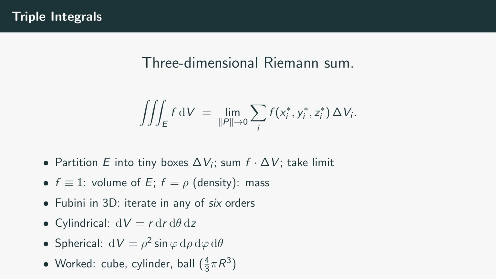Geometrically, with f identically equal to 1, you get the volume of E. With f a mass density, you get the total mass. Fubini's theorem still applies and is stronger than ever. Over a box, you can iterate in any of 6 orders. And we get 2 gorgeous new coordinate systems, cylindrical and spherical, specifically designed to collapse rotational and radial symmetry.